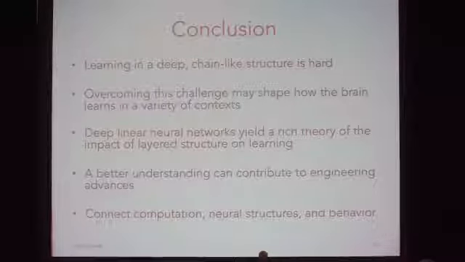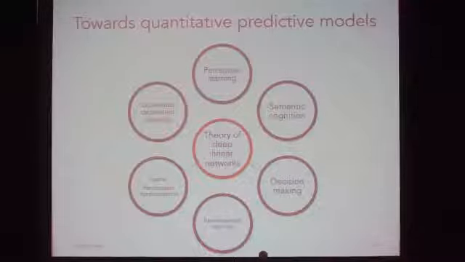But I'm most excited by these models for their ability to connect computation, neural structures, and behavior. So we have all these ingredients. We have their learning. They have a neural link, and they're giving us interesting behaviors. And we can now start to understand this in a variety of contexts, some of which I've talked about, but many of others I haven't had time to.